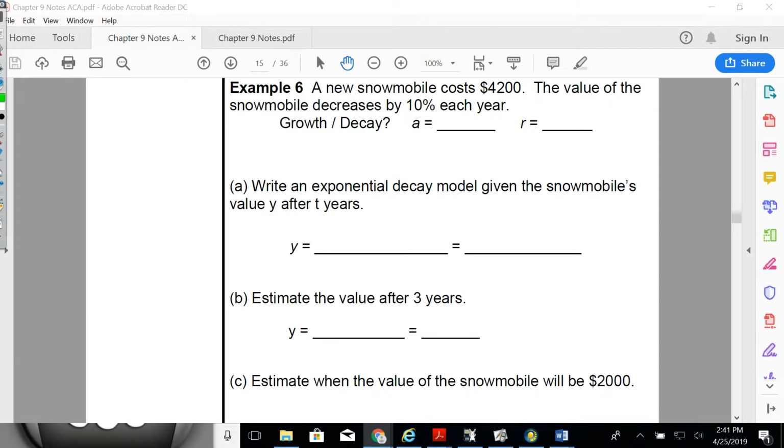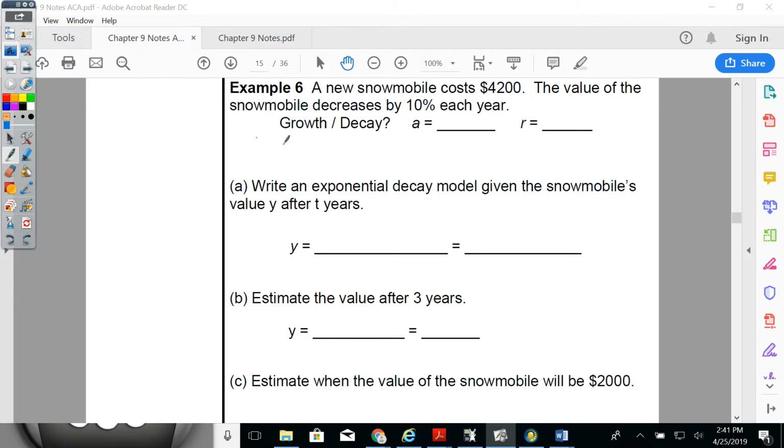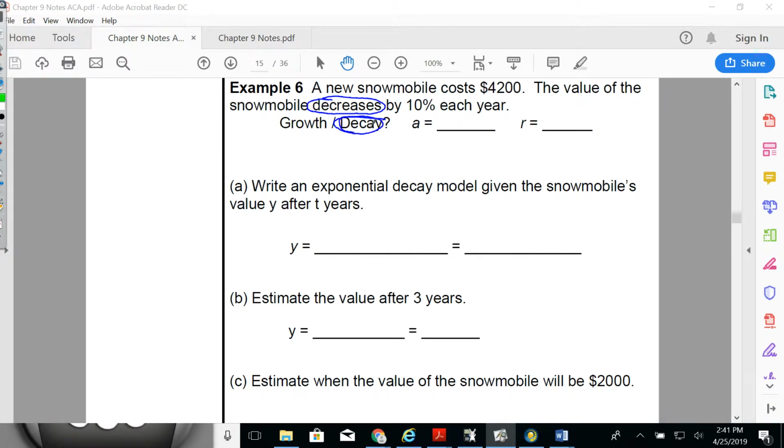All right, our final example here is going to be with the snowmobile. So we're buying a snowmobile and it costs us $4,200. The value of the snowmobile decreases by 10% each year. So most automobiles are going to depreciate over time. Because it says decreases, I want the decay model, which is the subtracting one: 1 minus r to the t.